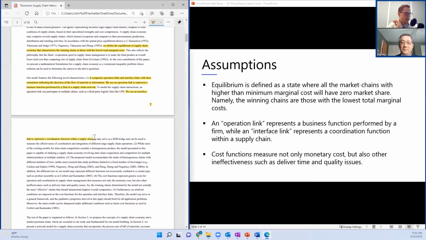The second type of link is an interface link. Interface links are really the coordination function between two successive operations. For example, that relates to information sharing, production coordination, and concepts like that. The transaction costs between a couple of business activities are part of the interface link.